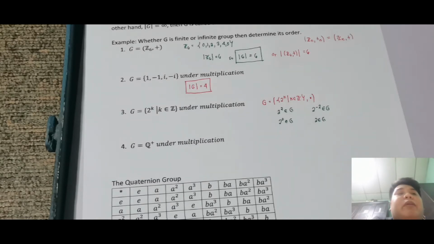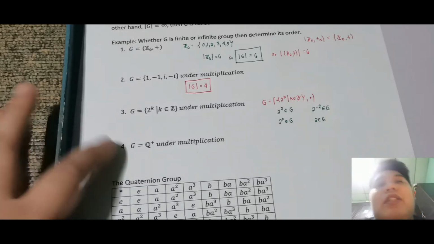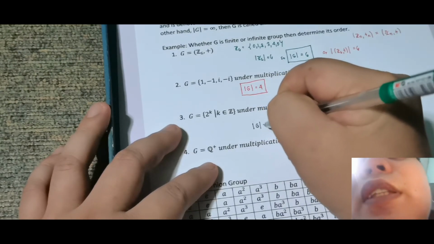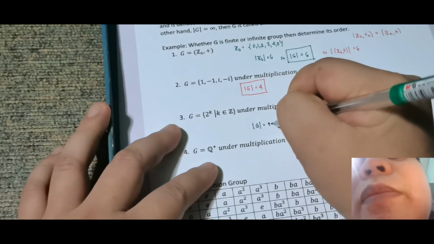Why? Kasi pwede ako magbigay ng 2 raised to 1 million. Pwede ako magbigay ng 2 raised to negative 2 million. At yung classmate mo, pwede niya akong alokin na, sir, meron kang 2 raised to 3 million. At pwede kang mag-alok na, sir, meron akong 2 raised to 7 million. At meron pa isa, sir, meron akong 2 raised to negative 15 billion na nawawala. Charot. Yung ganun. So, ayun. Ibig sabihin, this group is in infinite order. So, meaning, what is the order of G? Therefore, the order of G is in infinite order or positive infinity.